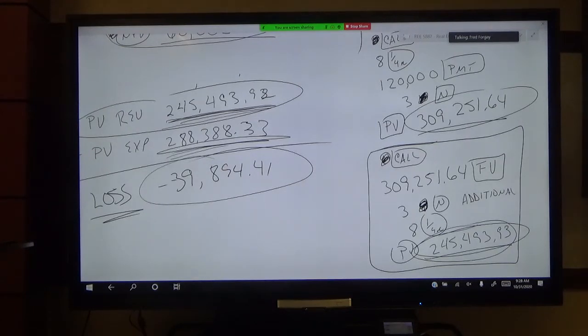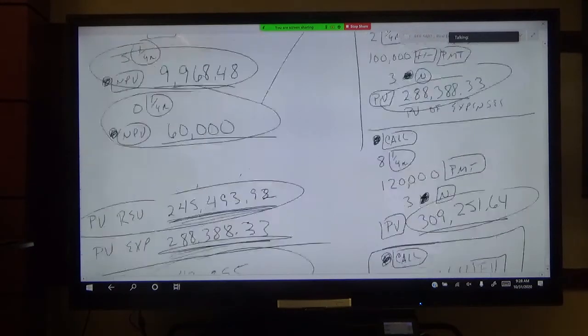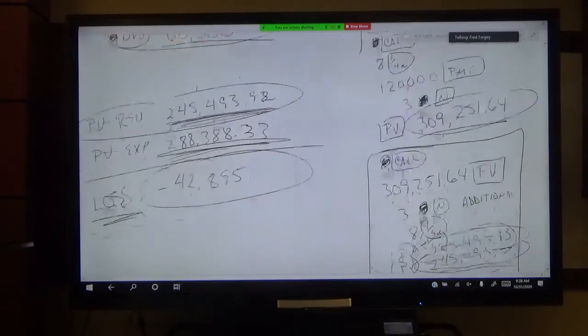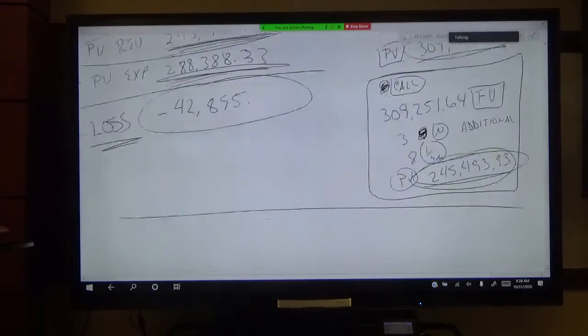Well, did I miscalculate? Maybe I did. Hold on. Yep, you're right. I don't know how I screwed that up, but I did. 42,895 would be the difference, or the loss. Okay? Did I write everything down right? Yep, okay. All right, moving forward.